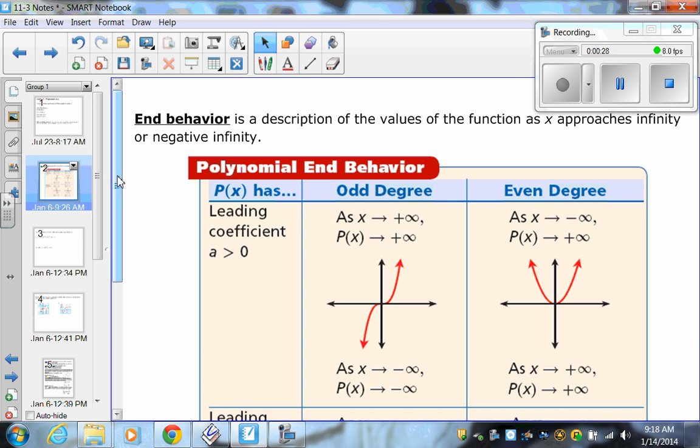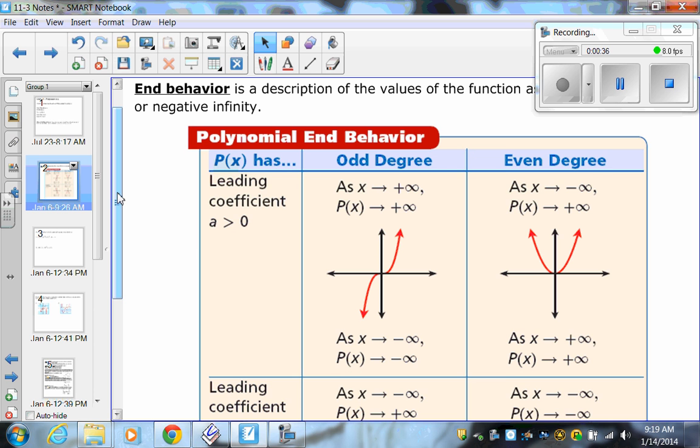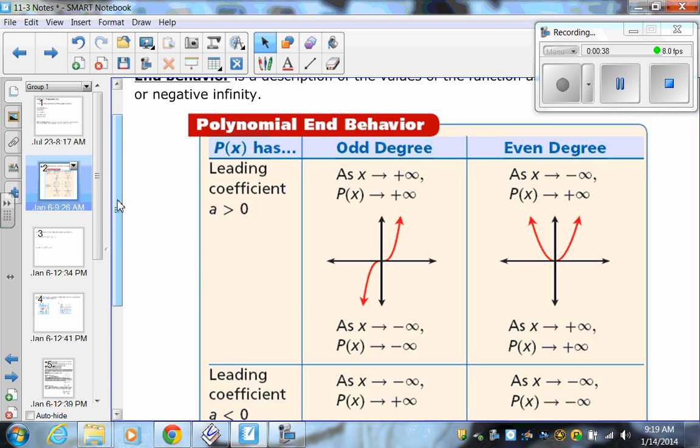The end behavior is a description of the values of the function as x approaches infinity or negative infinity. So this little chart that you have in your notes here is just a little key that can help you remember which is which. So first thing you want to look at is, are you looking at an odd degree function or an even degree function?